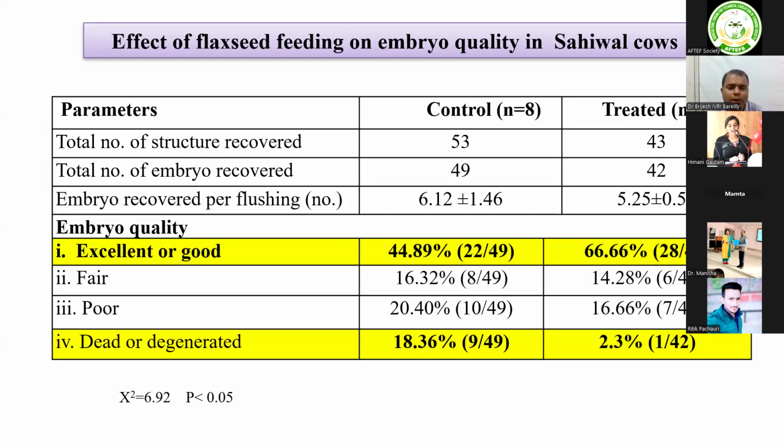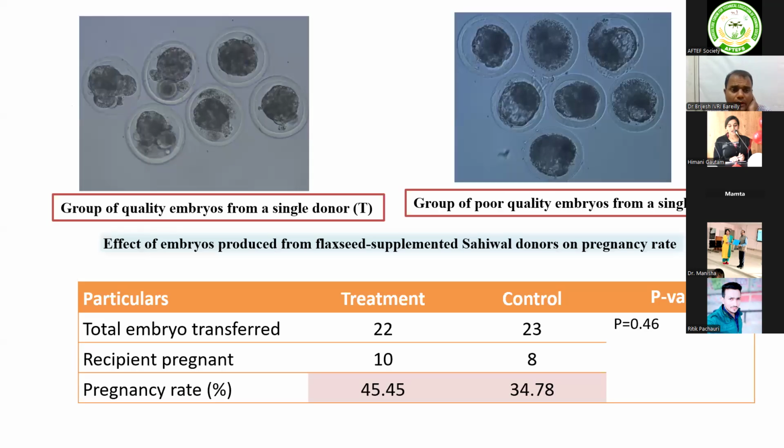You can see that excellent and good quality embryos are more in the supplemented group, a significant difference per flushing, and the number of dead and degenerated embryos is very low. Supplemented animals have more good quality embryos, as you can visualize in the picture. And here you see that the inner cell mass is a little bit scattered and loosely associated.